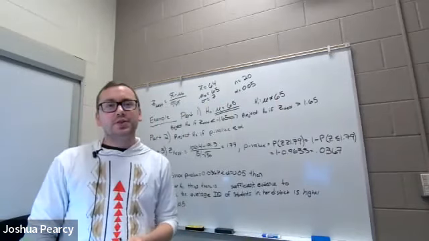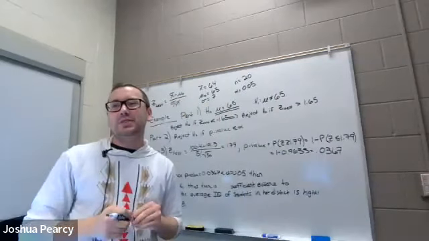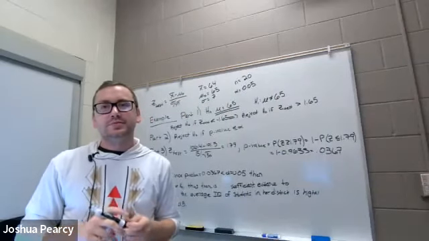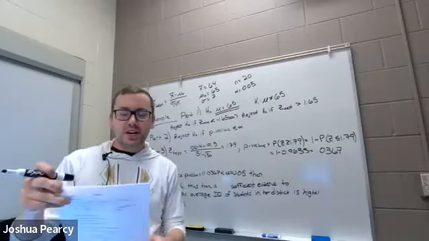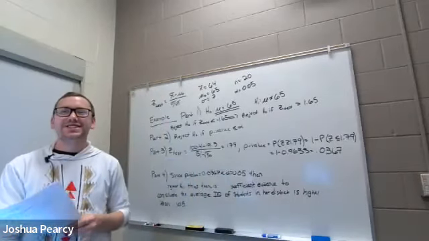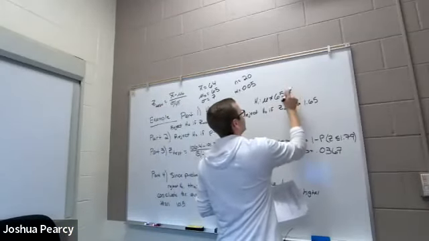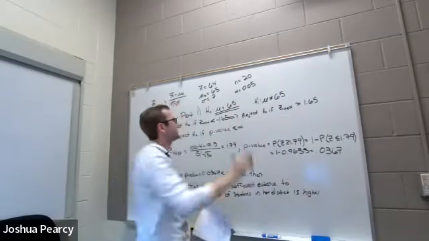Is everyone okay with those two parts so far? Which one is the claim? Yeah, so it says test the claim at alpha is 0.05, the average has not changed. Which one indicates the average hasn't changed? Yeah, and this one is the claim.